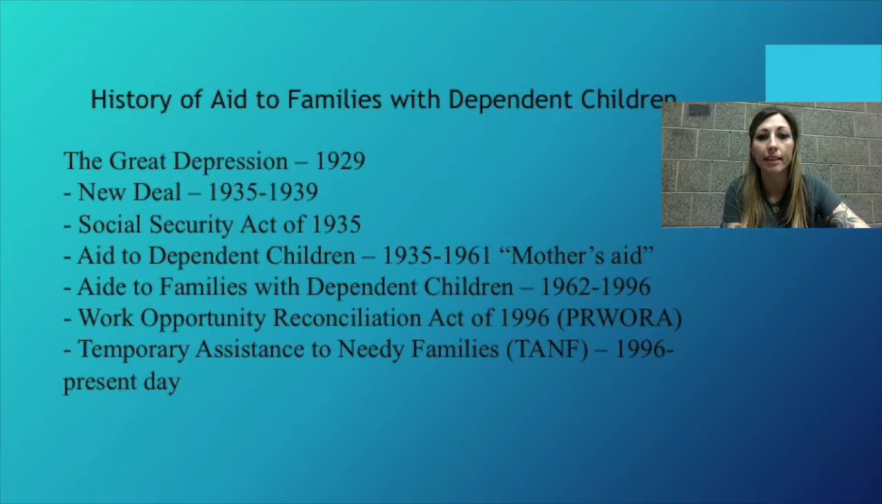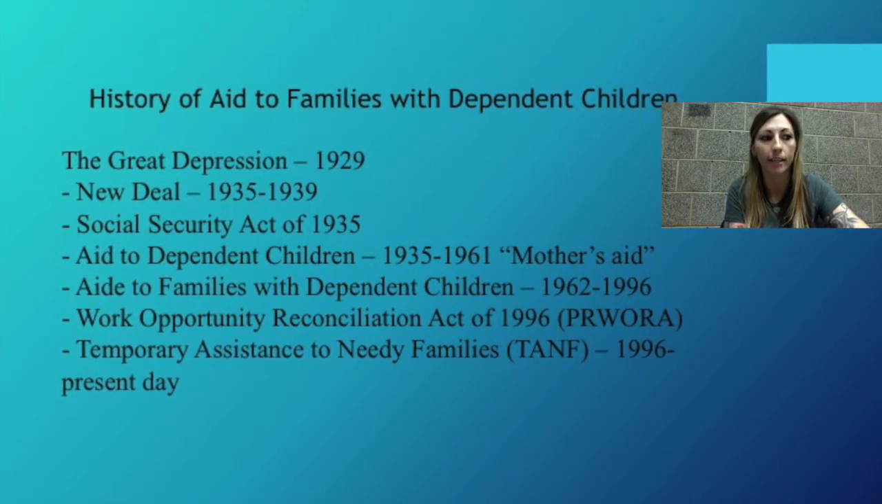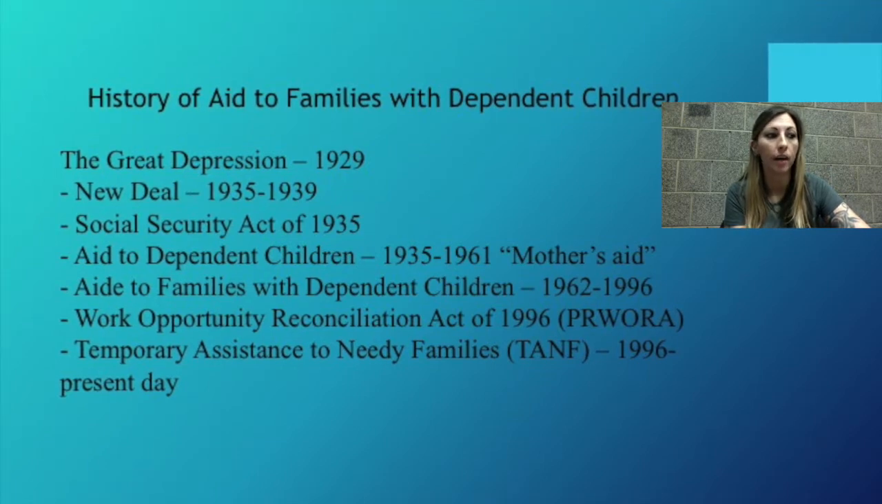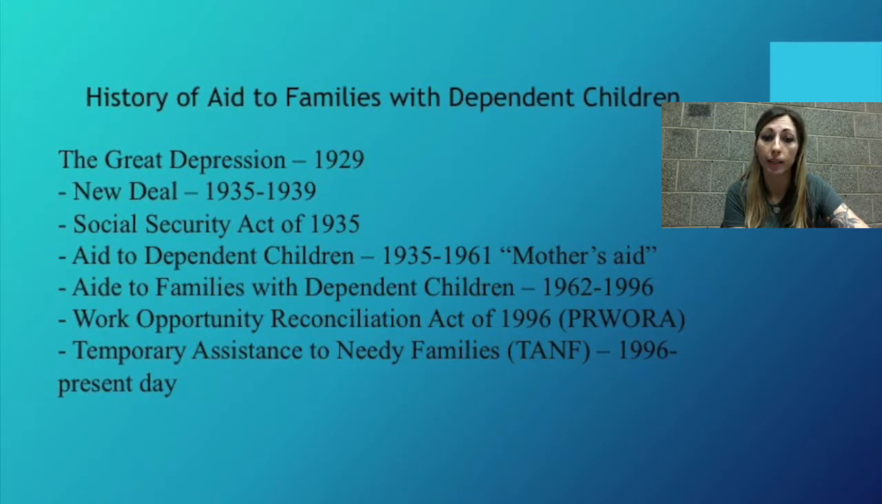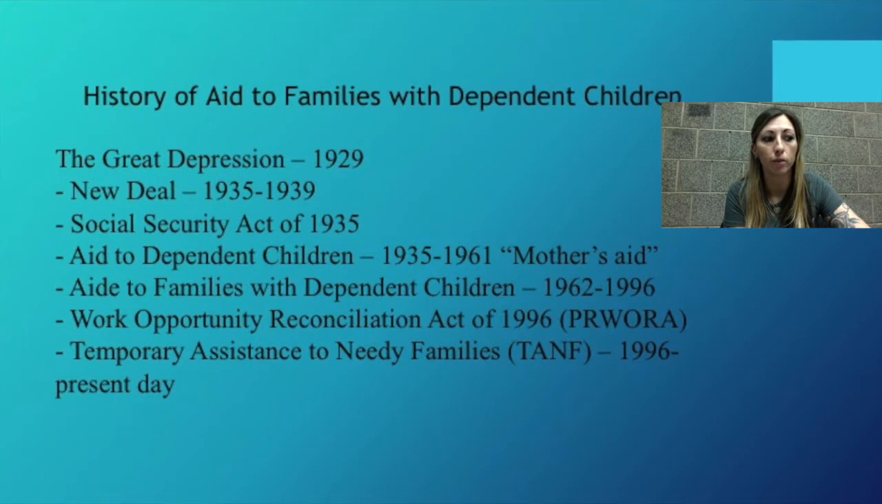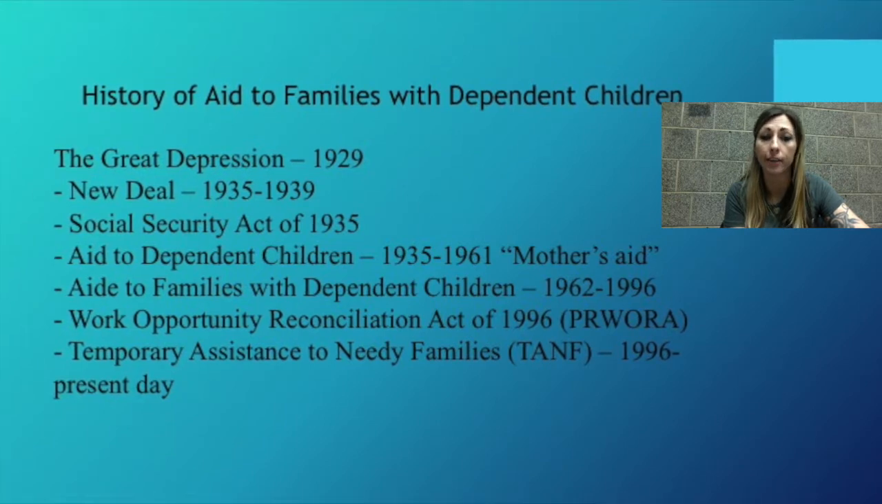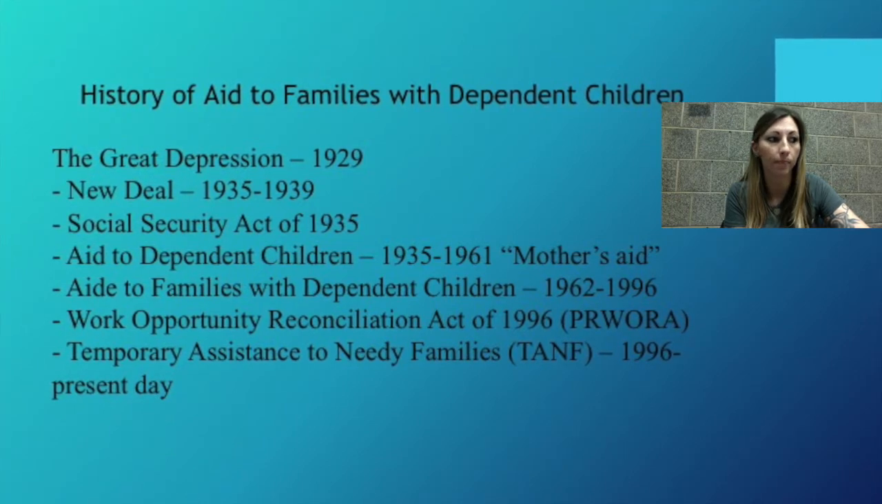Basic income is a necessity for survival. Aid to Dependent Children, or ADC, was a program created under the Social Security Act of 1935. This was enacted during the New Deal era of economic reform, which followed the Great Depression of 1929. Not surprisingly, the number of children eligible for public welfare assistance increased during the Great Depression.